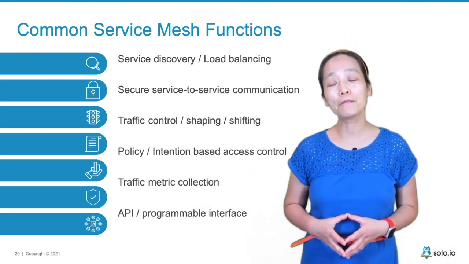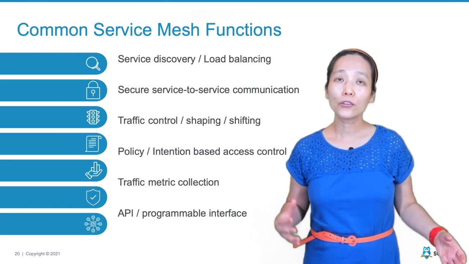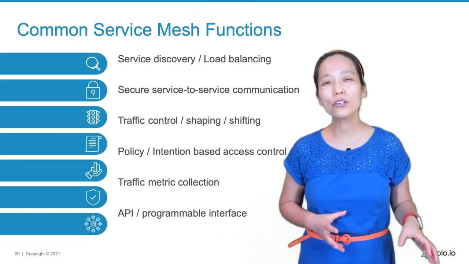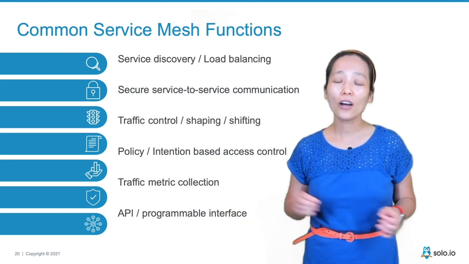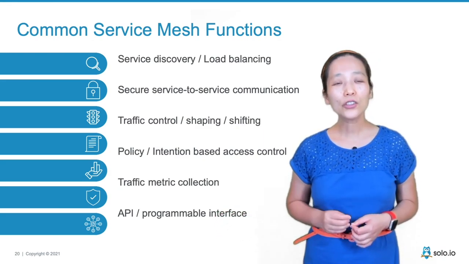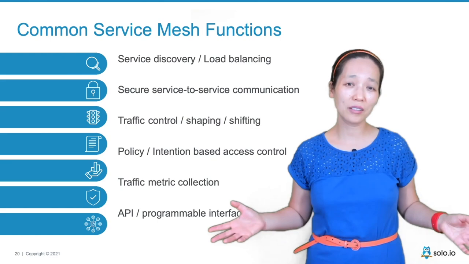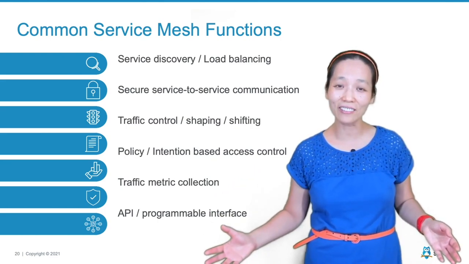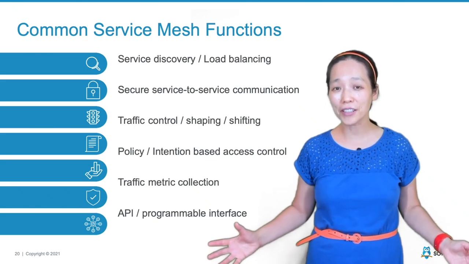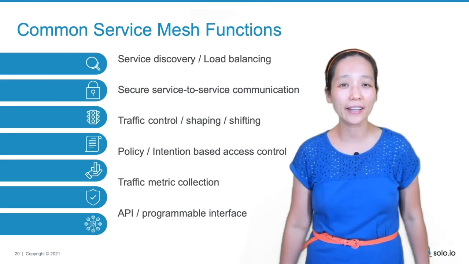There are a bunch of common functions provided by service mesh for microservices, such as how do you discover services? How do you load balance among your services? How do you secure that communication among your services? How do you control traffic? How do you mirror your production traffic for testing purposes? How do you apply policies to your services? And how do you observe the metrics, tracing, and logging for your services? Is there any programmable API for me to configure everything without going into detailed proxy configuration, which is extremely complicated?